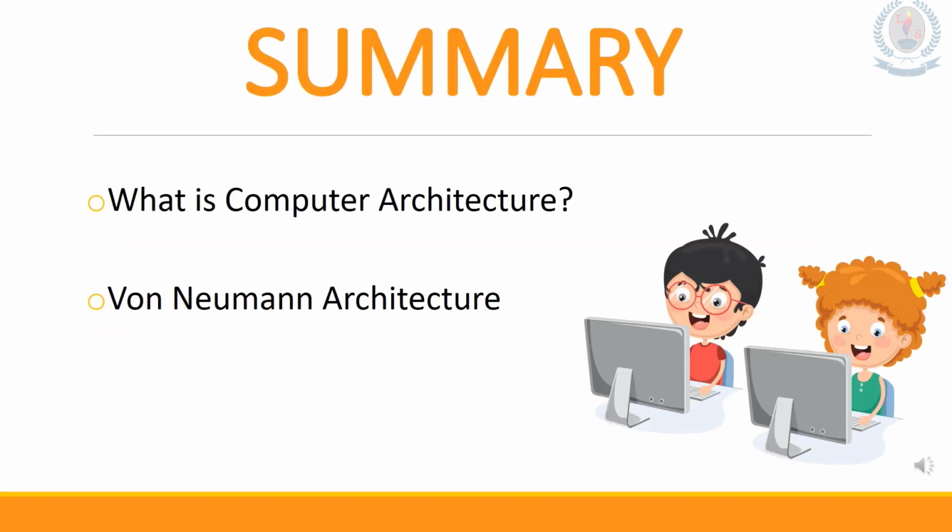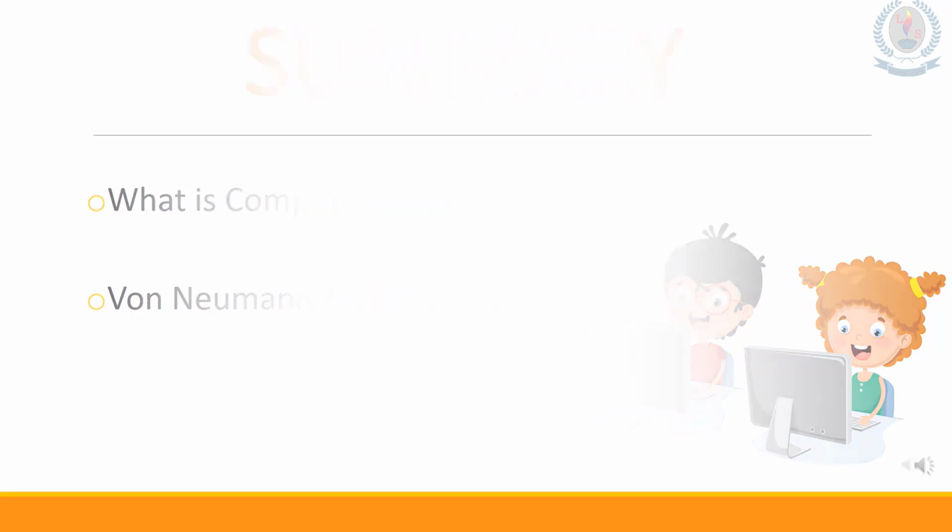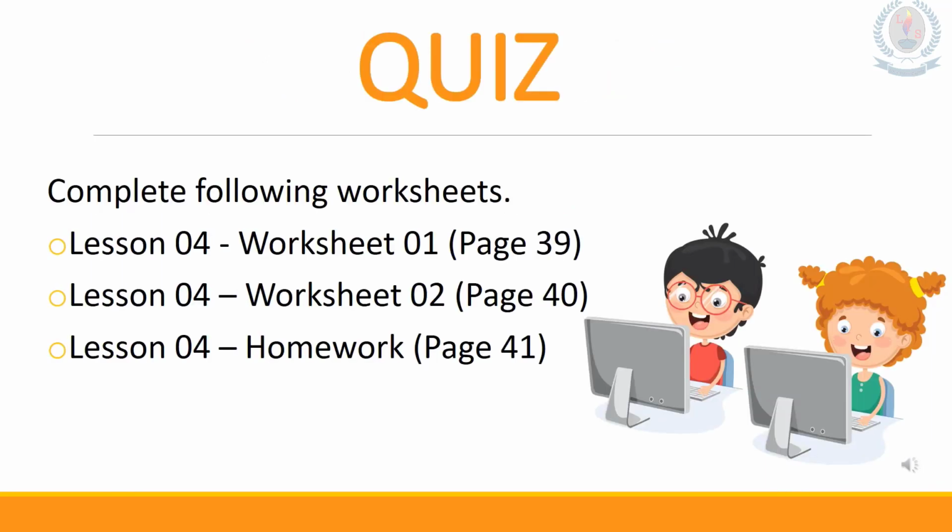Okay, my dear children, here we have come to the end of this lesson. So in this lesson we have learned about computer architecture and von Neumann computer architecture. You can read your textbook for further reference. Here you can see I have given some questions from your textbook, so you can write down answers in your writing book.